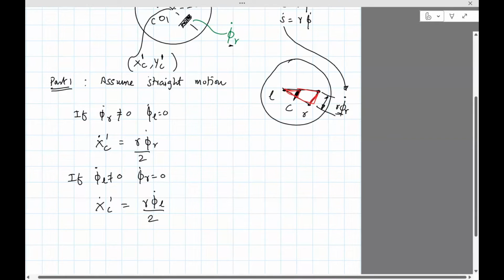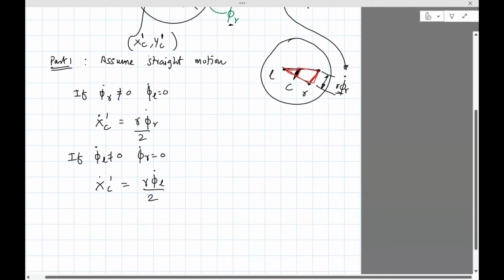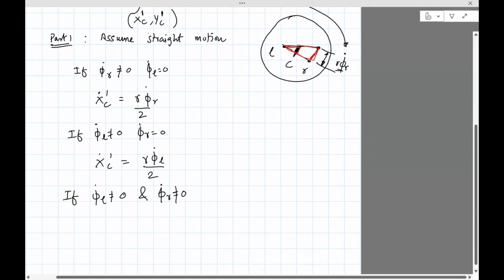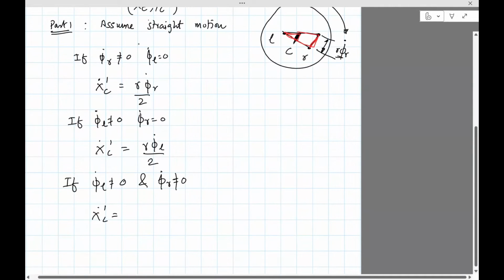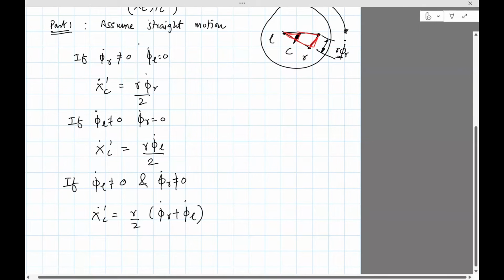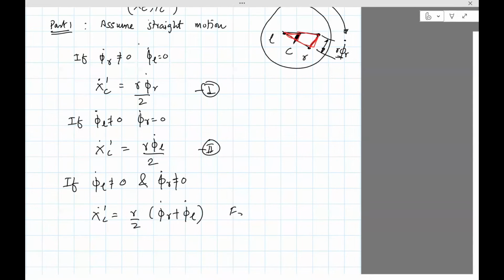Okay, now, because these things are linear in phi, you can say that if both moved, that is, if phi dot L is not equal to 0 and phi dot R is not equal to 0, then the distance moved by C is going to be the sum of the two. So that's by superposition, phi dot R plus phi dot L. This is 1, this is 2, from 1 to 2 by superposition.